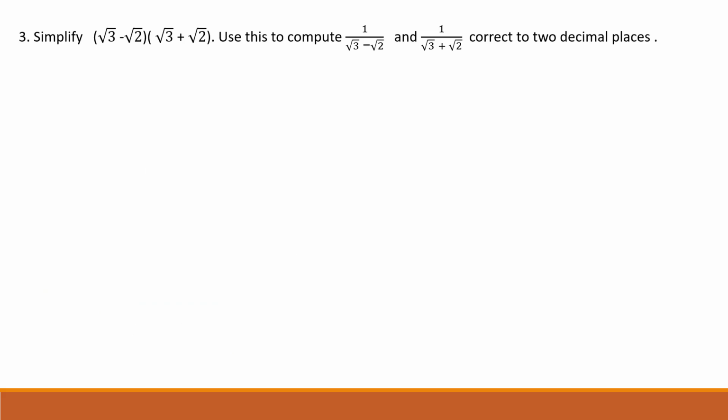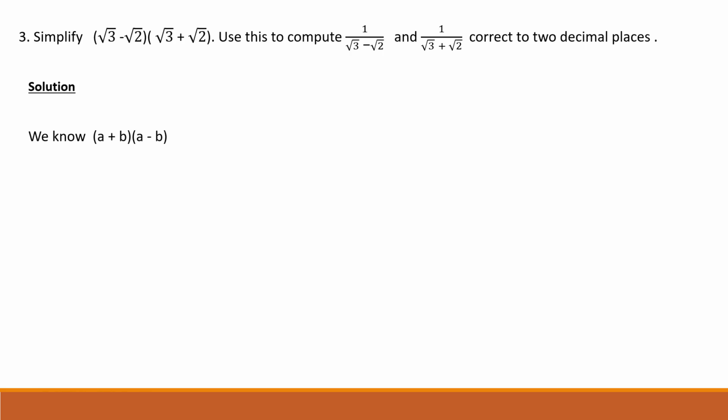Let's discuss the next one. Simplify (square root of 3 minus square root of 2) into (square root of 3 plus square root of 2). Use this to compute 1 by (square root of 3 minus square root of 2) and 1 by (square root of 3 plus square root of 2) correct to 2 decimal places. So, look at the first one. (Square root of 3 minus square root of 2) into (square root of 3 plus square root of 2). This is of the form, correct, (a plus b) into (a minus b).